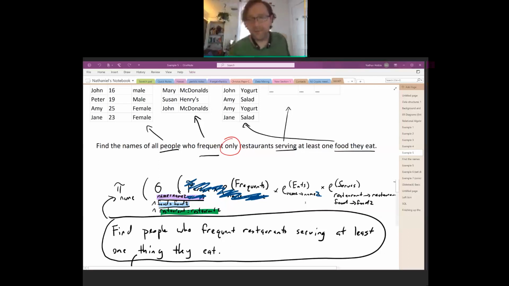Wonderful. Okay. So today we're going to continue talking about relational algebra and more about queries. Today we'll be hitting a more difficult type of query, I think.